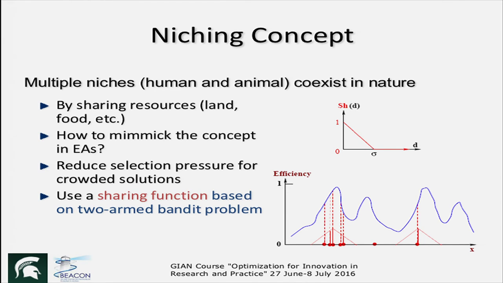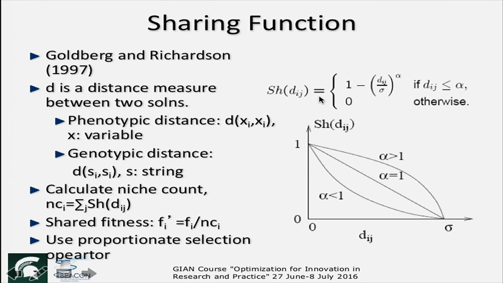Okay? So the way to do this is this. Here is the generic sharing function description. Usually we use alpha equal to 1. And there is a mistake here. Please correct this. I have to correct it at some point. This should be sigma. If dij is less than sigma, then we use this. Otherwise, it's 0. So this alpha here should be sigma. Okay? And here are the sketches again.